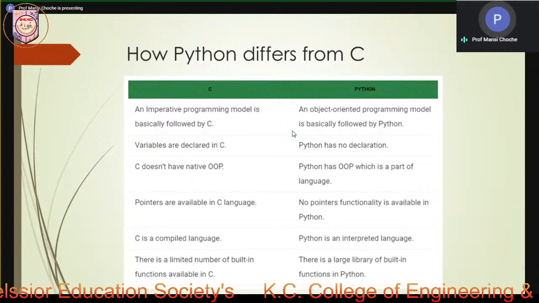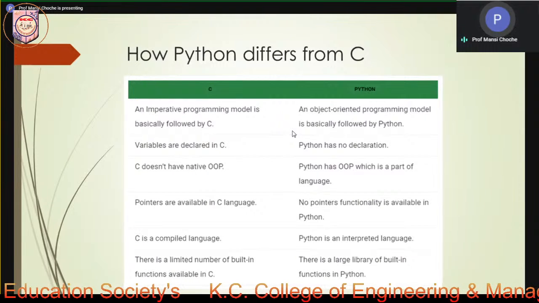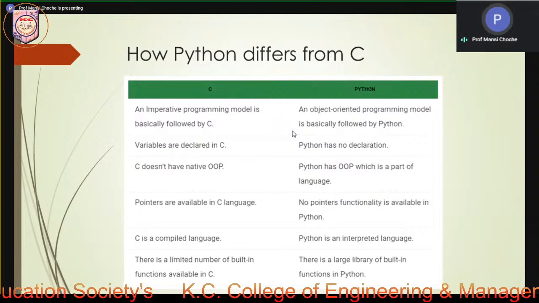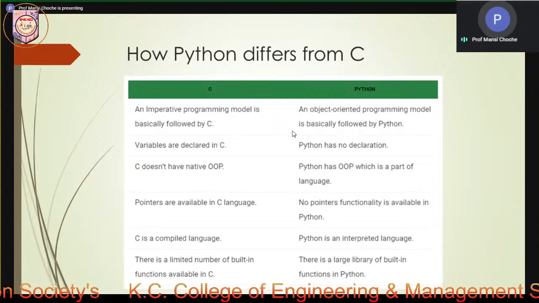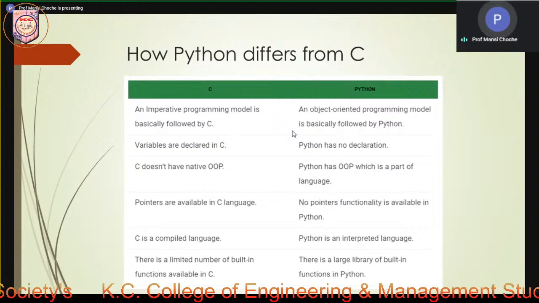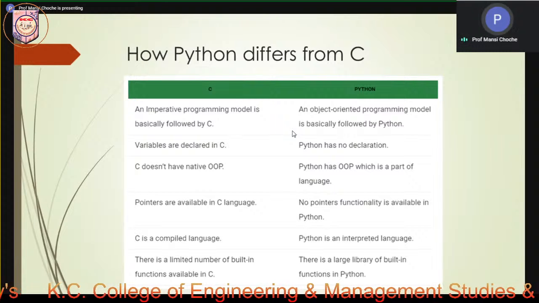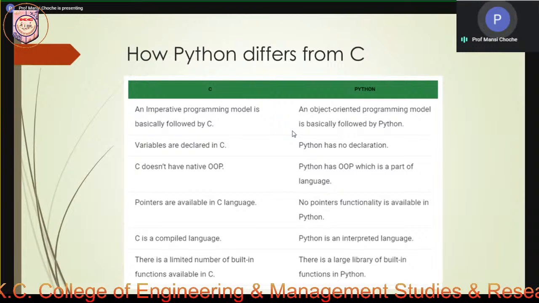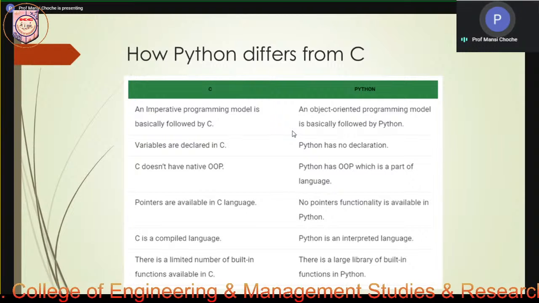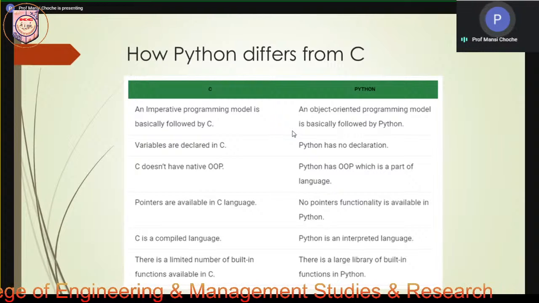So whichever classes are already there in this language, we can just create objects of those classes and use those functionalities in any of the applications. Then variables are declared in C, whereas in Python no such declaration is required, because whichever variables we write or declare, that is checked during runtime.